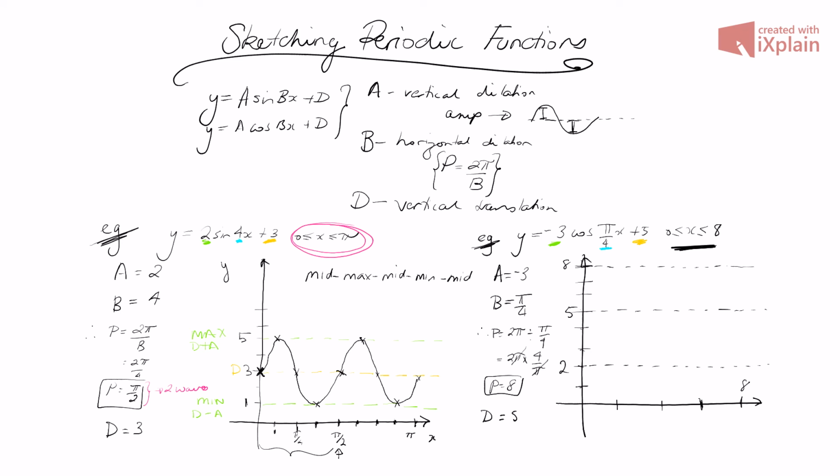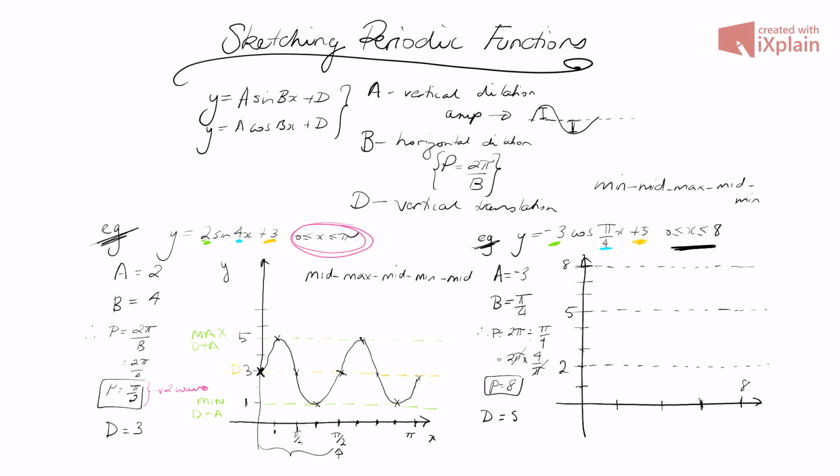Now this is a negative cos wave. Cos waves, when we have a nice basic cos wave, always start at the max, go to the middle, go to the min, go back to the middle, and finally finish back up at the max. With a negative wave, it's flipped over. So we're going to go min, middle, max, middle, min. If it was a positive cos wave, that would be opposite. We would do max, middle, min, middle, max. But because it's negative, it's flipped over.